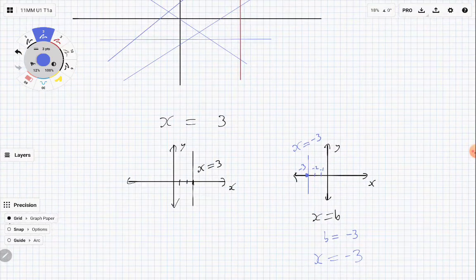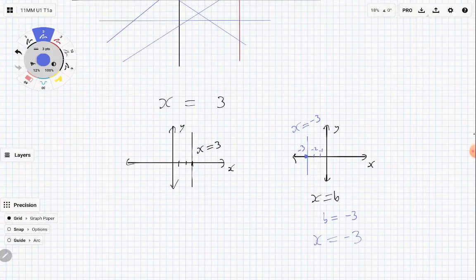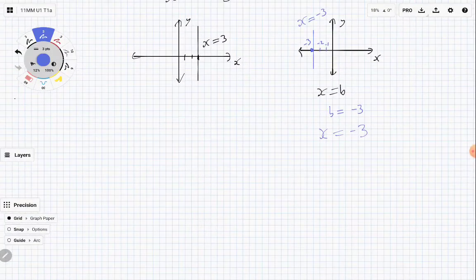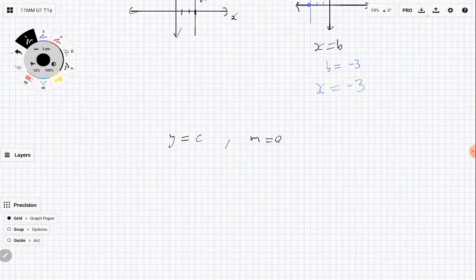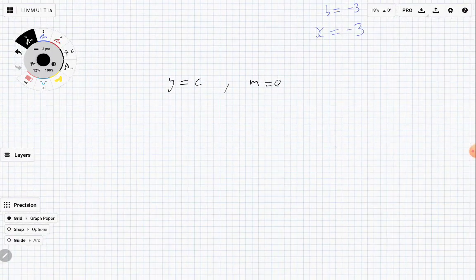Just before we move on though, I just want to remind ourselves of horizontal lines because they also exist. So the equation of a horizontal line is just y is equal to c. No mx part. Why? Because the gradient in this case, the m, is equal to 0. It's got no gradient, meaning it's neither going up nor is it going down. It's going flat. So that is still a linear function. Horizontal lines are. So this is a horizontal line.